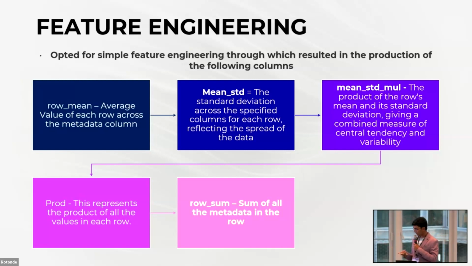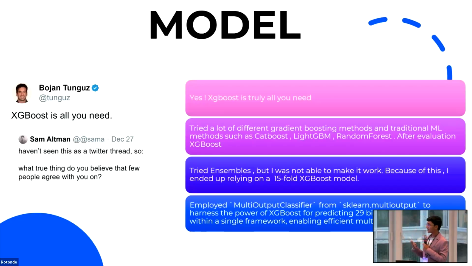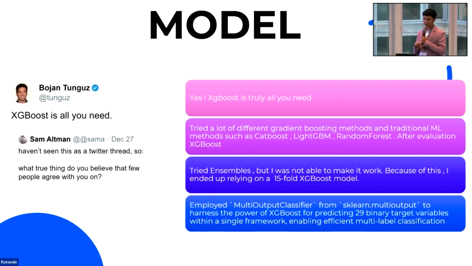Then there was my model. I tried XGBoost, as we have been discussing it a lot. So there's a tweet from Bojan Tunguz, who's like a grandmaster on Kaggle, which says XGBoost is all you need. Which is a bit true, and I definitely agree with him. There were a lot of different gradient boosting methods and also traditional methods such as CatBoost, LightGBM, random forest. I also tried deep learning methods such as simple linear models, and I also tried a CNN because there were images in the data too. So I tried a CNN called ResNet 50.